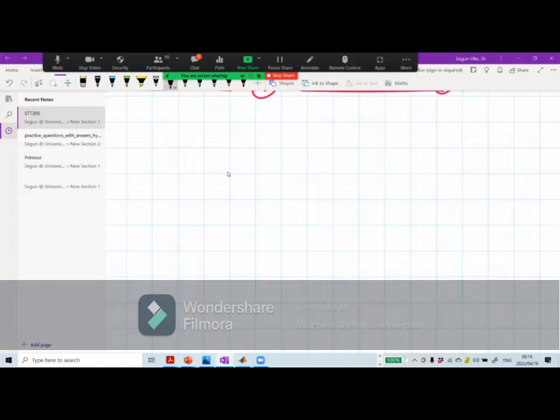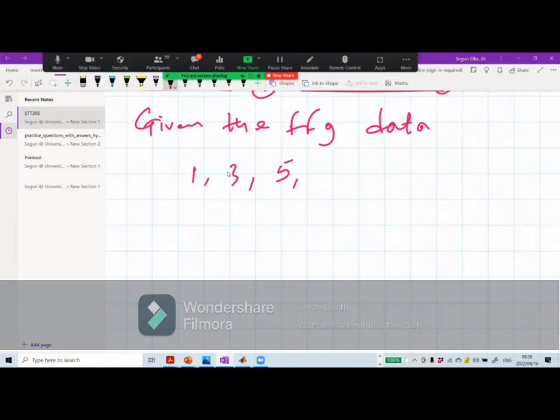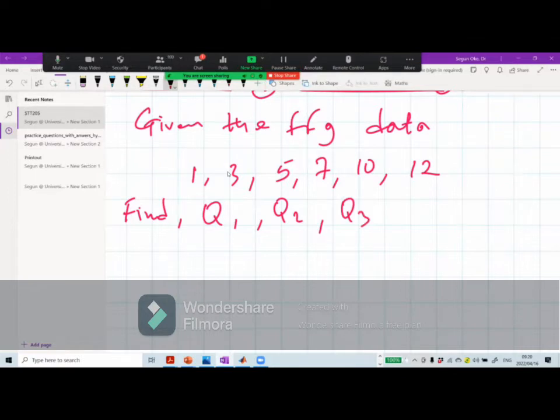You are given the following data: 1, 3, 5, 7, 10, 12. The question says, find the quartile. Quartile is being represented by Q1, Q2, and Q3. That is, find the quartile 1, quartile 2, quartile 3.